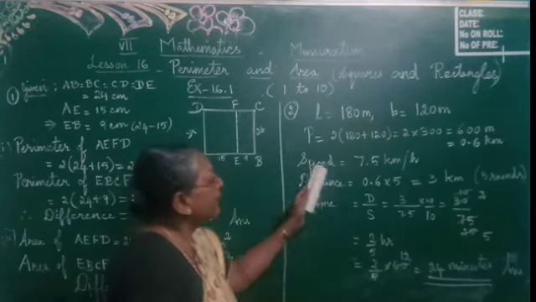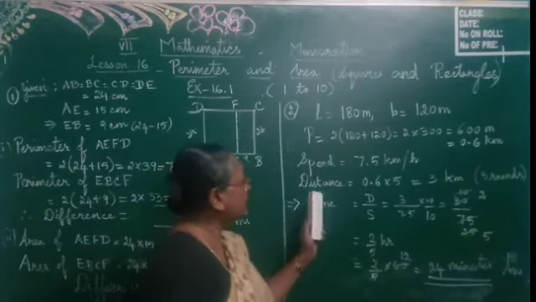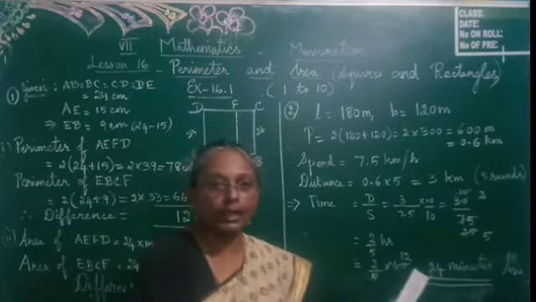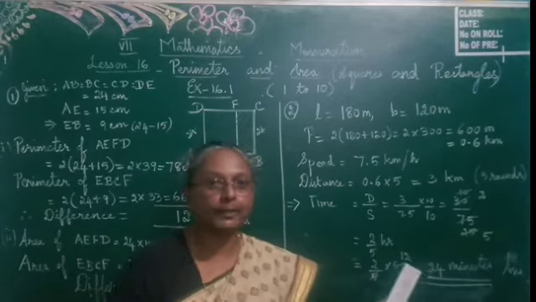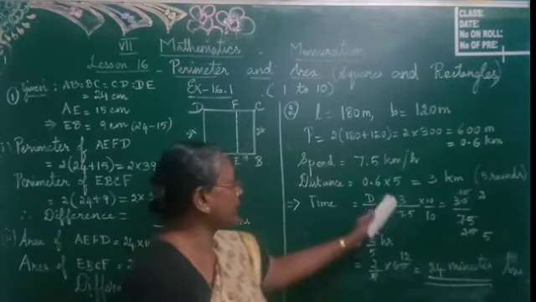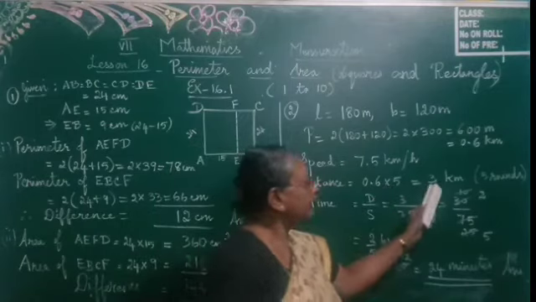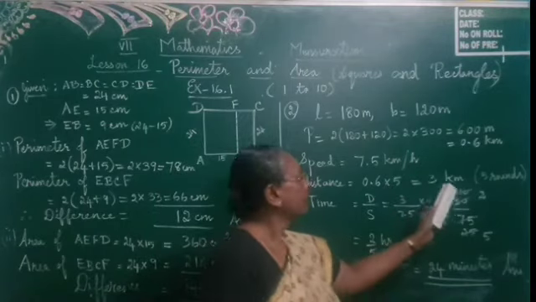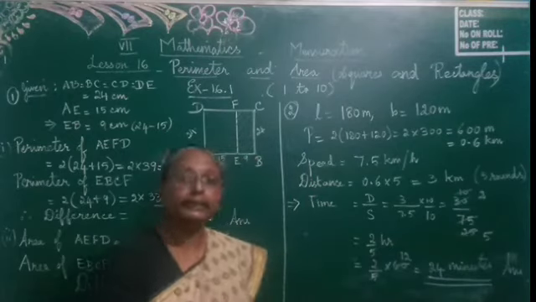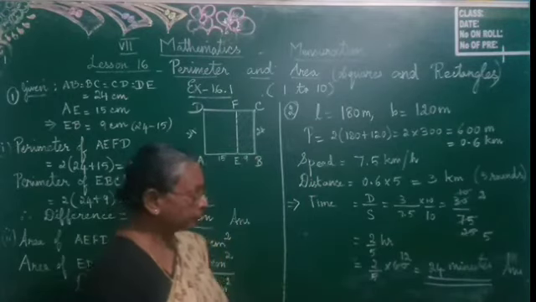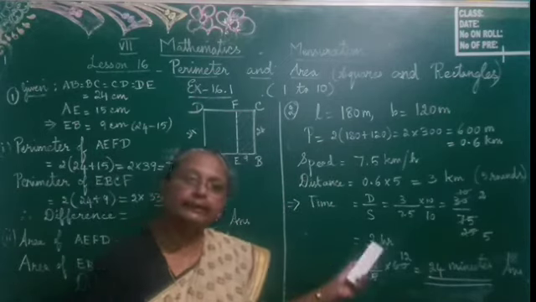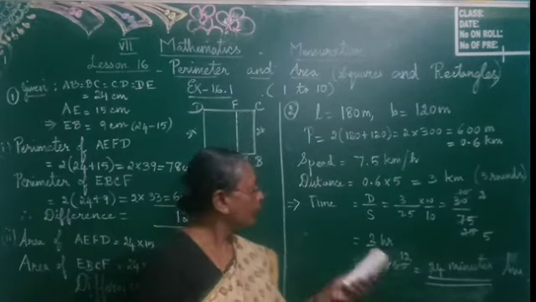Now speed is given as 7.5 kilometers per hour, and what is the total distance she covers? 1 round is 0.6 kilometers. Therefore, for 5 rounds it will be multiplied by 5. That is 3.0 or 3 kilometers. So the distance covered by her is 3 kilometers. Speed is 7.5. What will be time? Distance by speed. That is what we know already.